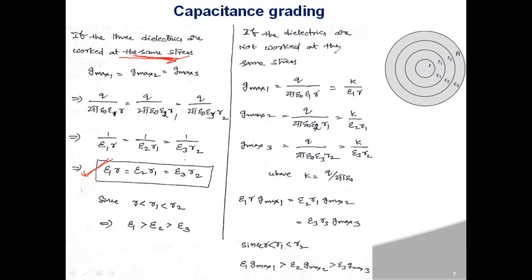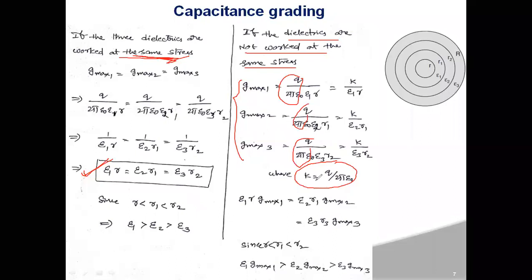Now if the dielectrics are not working at the same dielectric stress, then you have to consider them individually. So G max 1 is K by epsilon 1 r, G max 2 is K by epsilon 2 r1, and G max 3 is K by epsilon 3 r2. Here K is nothing but Q by 2 pi epsilon, which appears in all the terms, so I am considering it as K. These will be the equations for G max 1, G max 2, G max 3.